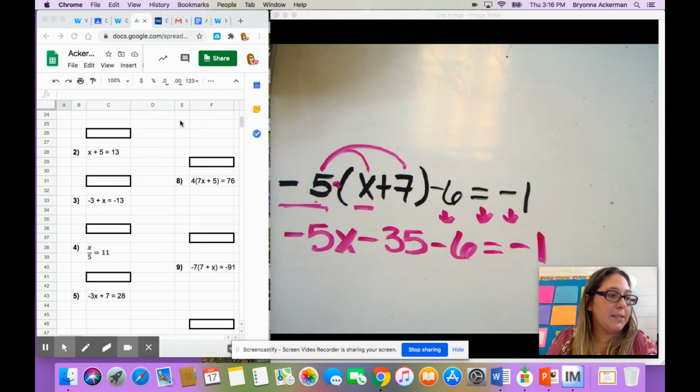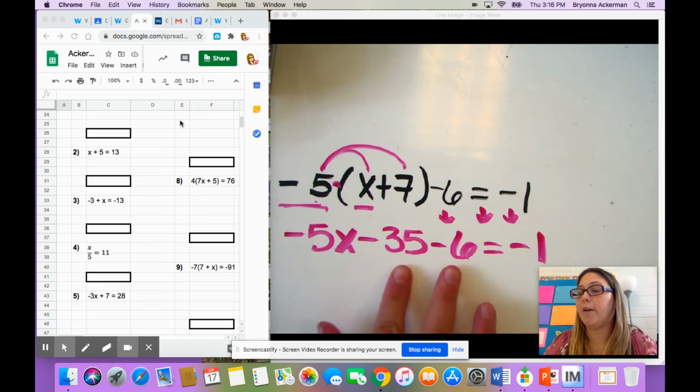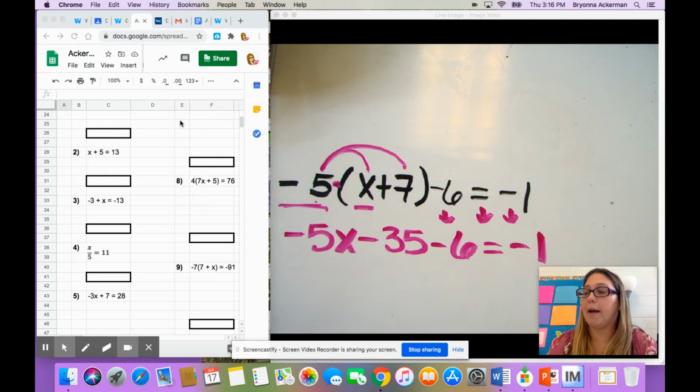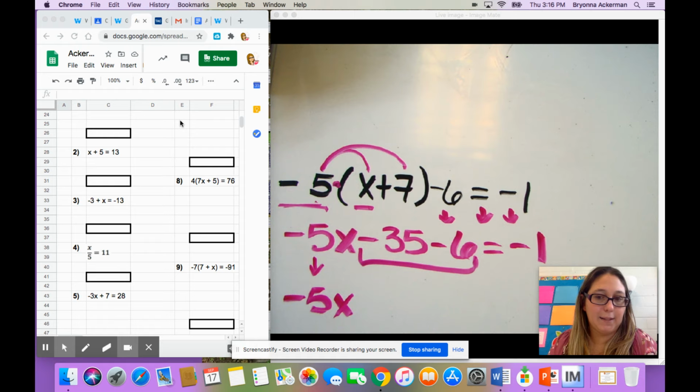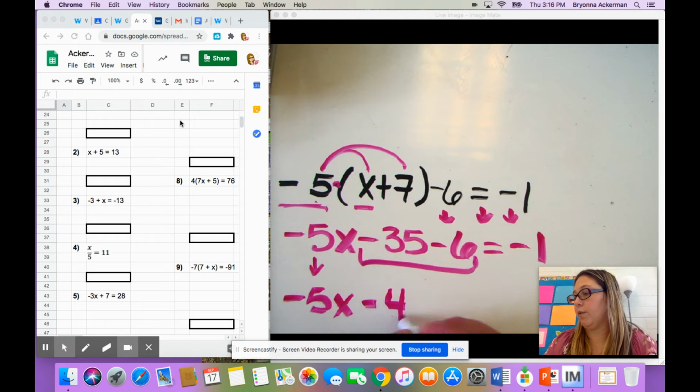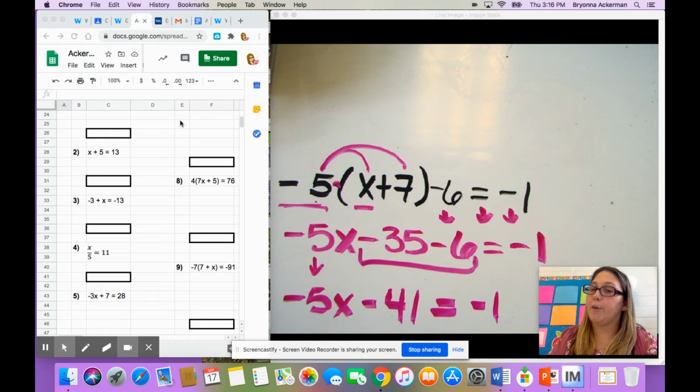The second step is to simplify each side. So if I look at the left-hand side, is there anything that I can combine? And the answer is yes. Right here, I've got numbers that are just numbers. There's no variables attached to them. And so I'm allowed to combine these. But then I have a negative 35 minus 6 more, right? And then I'm going to bring down the rest. So negative 35 minus 6 is a negative 41.